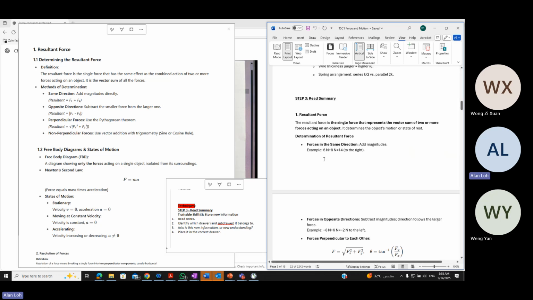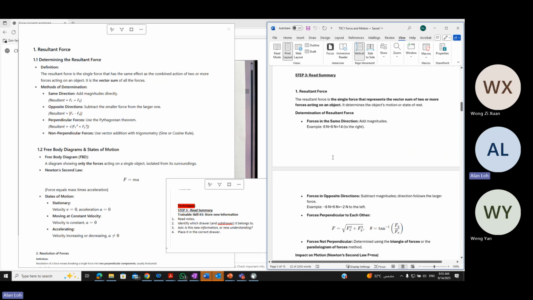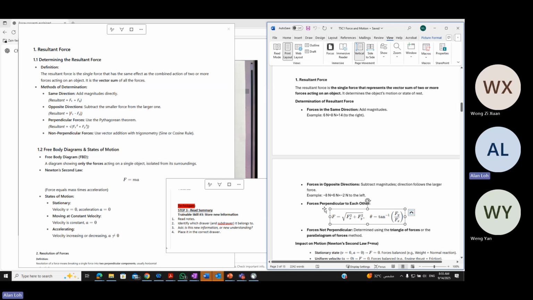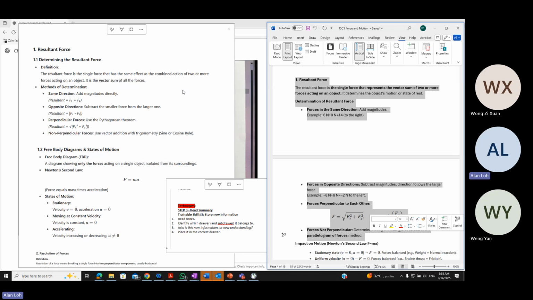So let's do the same drill. Read from this part, and ask yourself the same questions. You can refer to our left-hand side, the keynotes on the drawers. Okay, let's start.